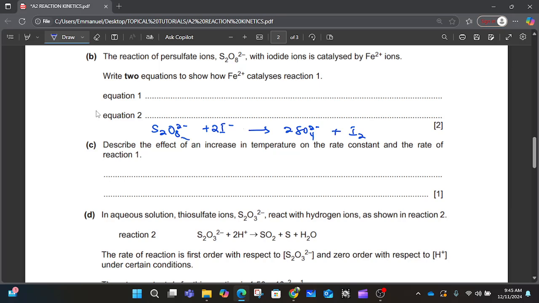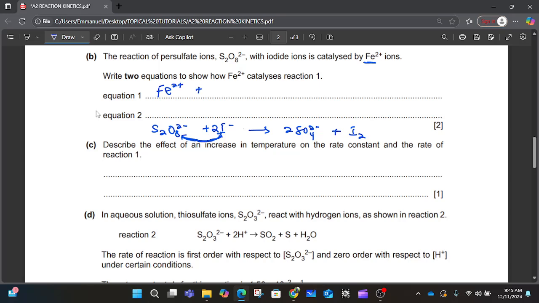Now, you can see that the reactants are both negative ions. And anytime you are adding negative to negative, there will be repulsion. It means that the rate of this reaction is going to be very, very slow. So in order to speed up the rate of this reaction, we use a catalyst. And the catalyst helps to speed up the rate of this reaction. The catalyst in this case is Fe2 plus. So we were told that it catalyzes reaction 1.